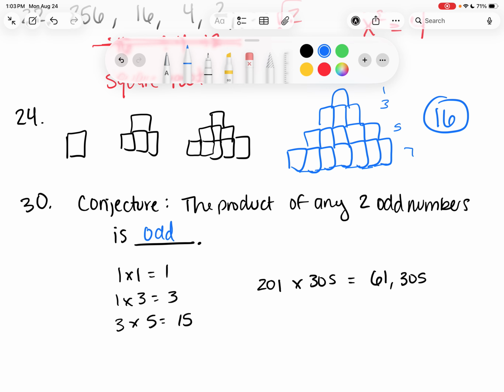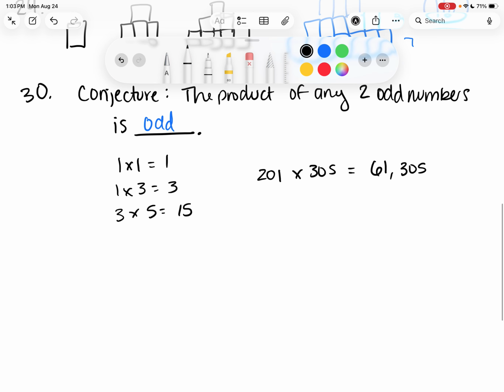All right, show the conjecture is false by finding a counterexample. So 34. All prime numbers are odd. Well, first of all, is that true?